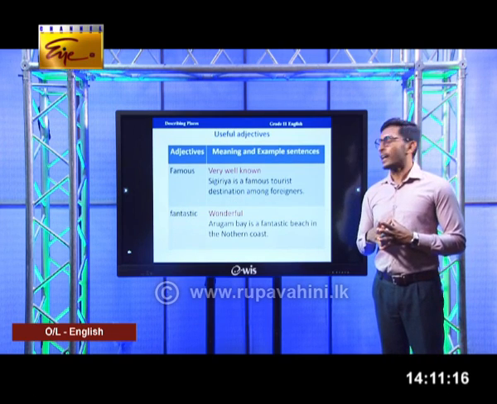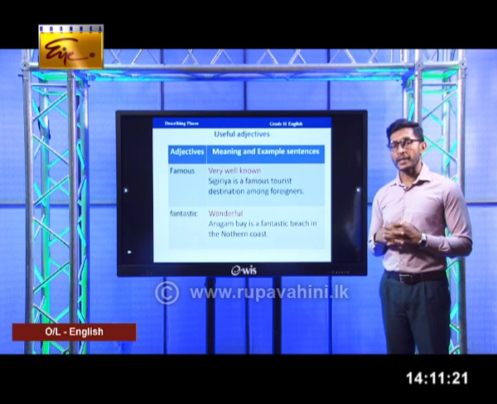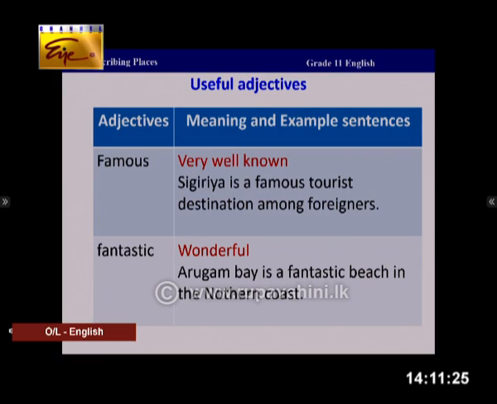Again, you have another set of adjectives that are mostly used when we write a paragraph describing a place. Famous. We all know if something or if a place is well known, it is famous. Sigiriya is a famous tourist destination among foreigners. We can also use the word fantastic if you find the place wonderful. Look at the example. Arugambe is a fantastic beach on the northern coast.